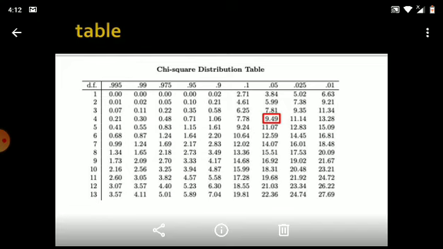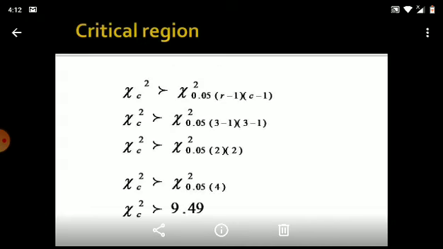That will locate you the value, and the level of significance was 0.05. You have the level of significance column-wise and the degrees of freedom row-wise. We have highlighted the value with 4 degrees of freedom and 0.05 level of significance, that is 9.49. That is the actual value of the critical region or critical value, that is 9.49.